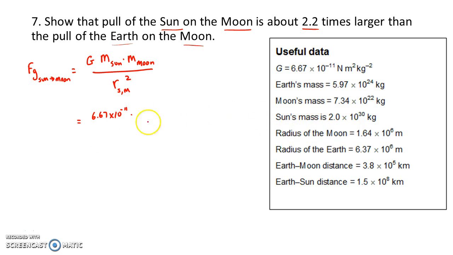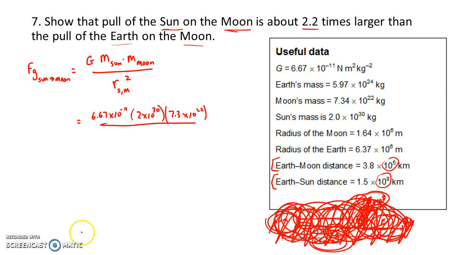Mass of the sun, 2 times 10 to the 30 kilograms. Mass of the moon, 7.322 kilograms. And the distance.